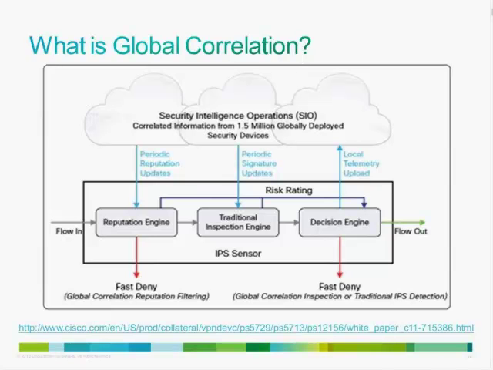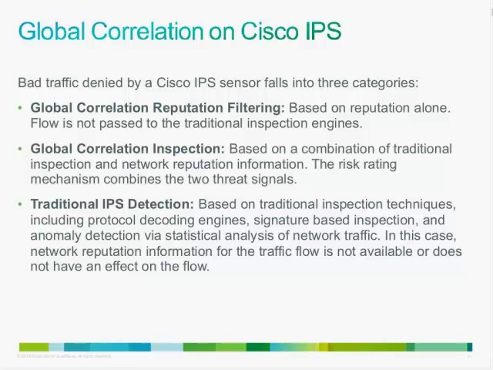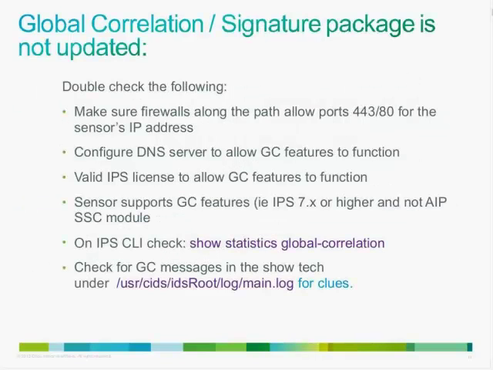So that figure there shows you how the IPS engine processes packets. A flow comes in. If we see that the source address is part of the IP addresses in the global correlation database, then we simply deny the packet and do not send it through at all. A lot of cases come in where this database update fails for whatever reason. So we can see what those reasons are and how to troubleshoot those.